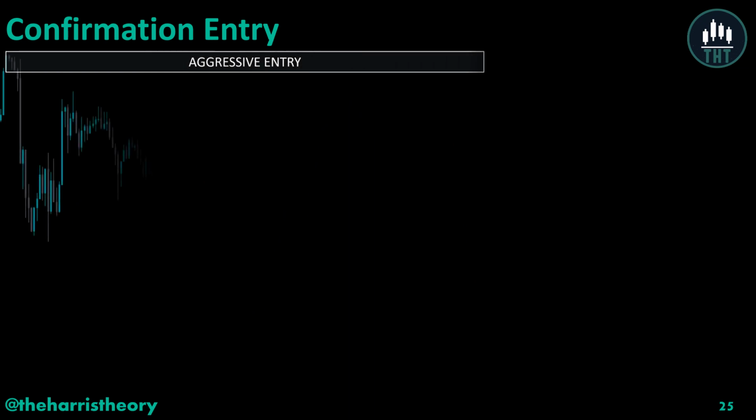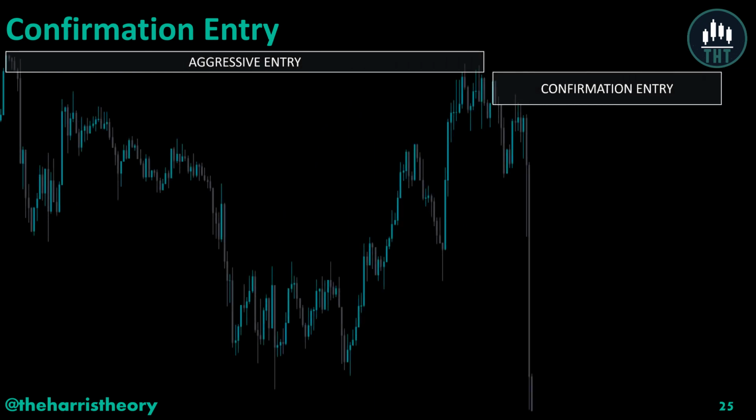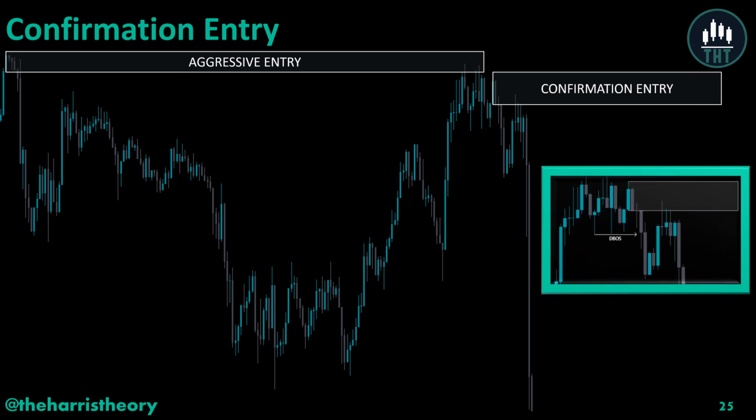Again, using real chart data, we can see an aggressive entry zone was mitigated, whereby we are now looking for a confirmation entry. We can see a further DBOS, which lets us know that the market is pushing downwards. And again, this enables us to look for a selling opportunity. And as you can see, the market did trigger that confirmation entry before it completely sold off.